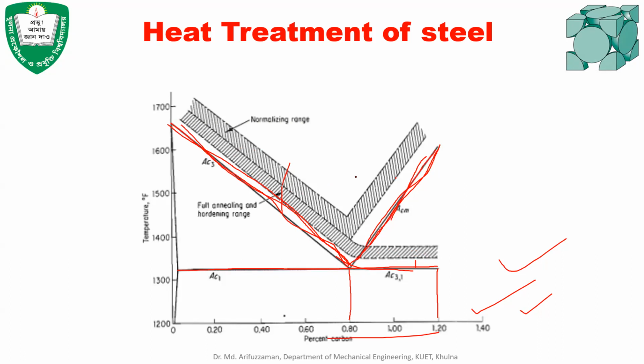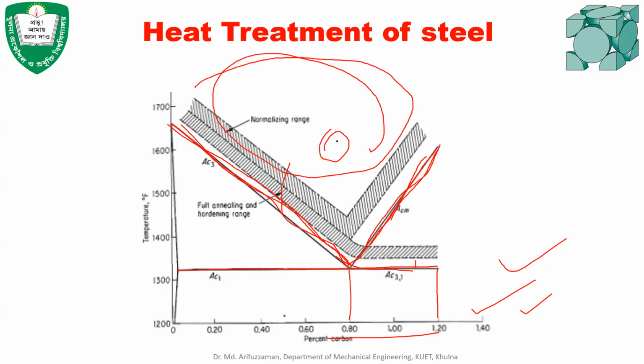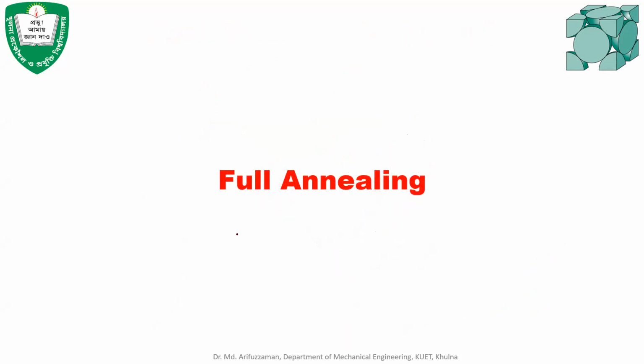You have to heat it up more than 100 to 150 degrees above the upper critical temperature line. And for normalizing, the condition is that you have to produce 100% austenite. And as we know, this region is the 100% austenite region. So for normalizing, you have to heat it up at the normalizing temperature, that means above the upper critical temperature line. Okay, that is what we found out from the iron carbide diagram.